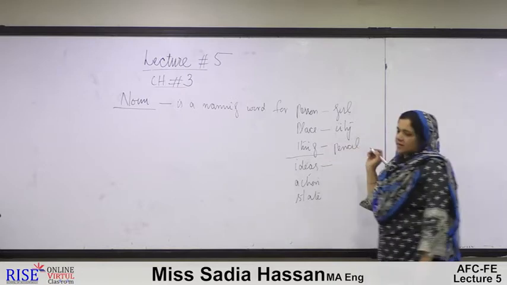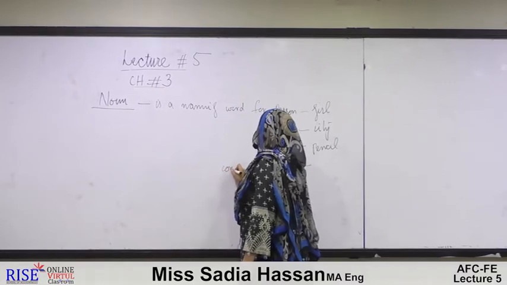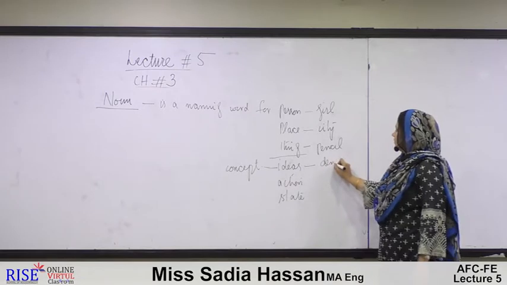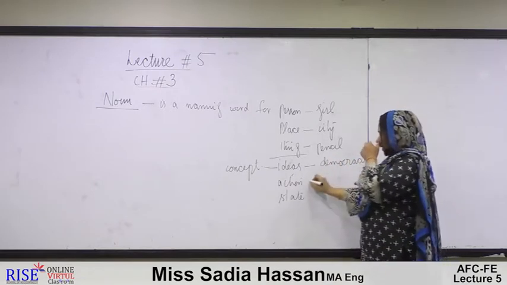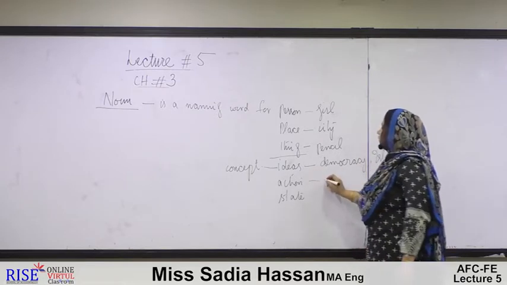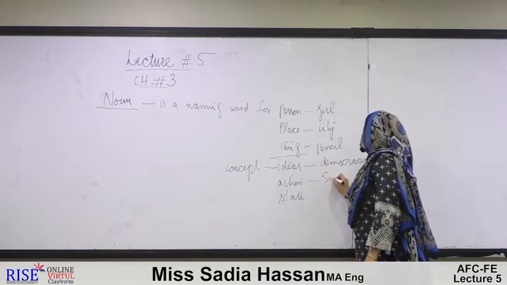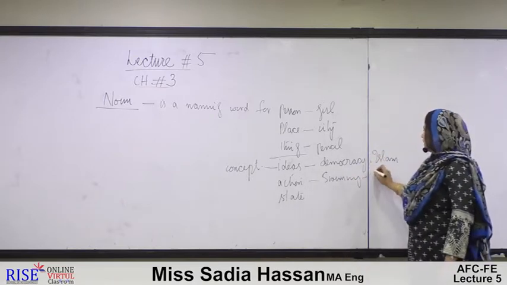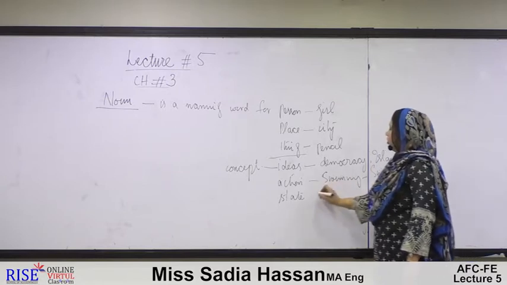What about the ideas? Ideas, or we can always say concepts. Democracy is an idea. Islam is an idea or a concept. That is a noun. Action. As far as the action is concerned, swimming is an action and that is a noun. Singing is an action and that is a noun form.